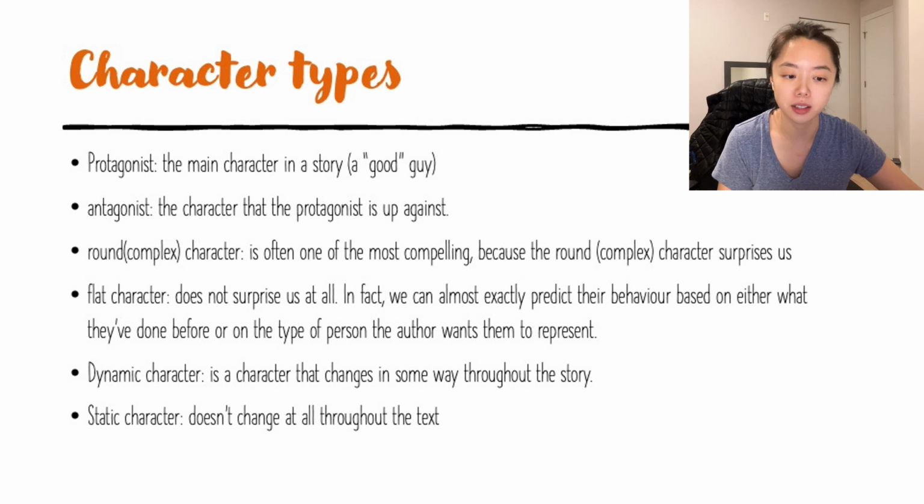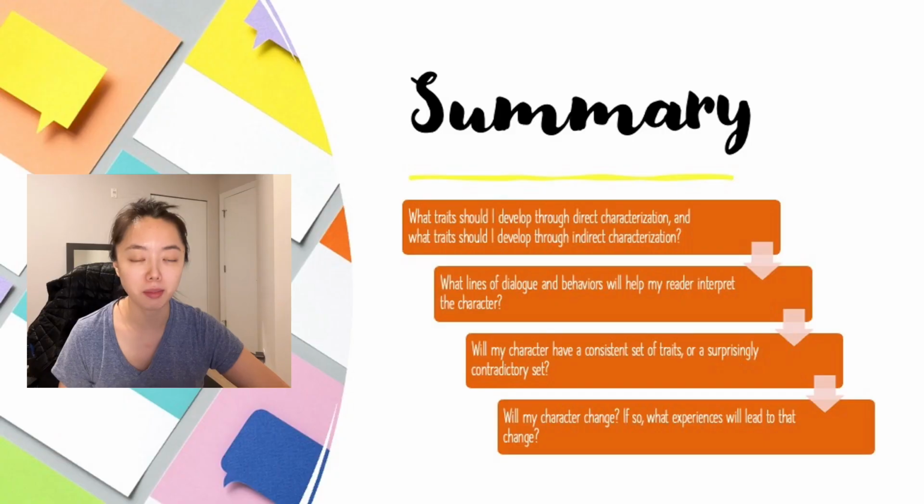A static character, on the other hand, doesn't change at all through the text. They start one way and end in the same way. That doesn't mean they're also flat characters though, because a static character may not change, but they can still surprise us by showing multiple or seemingly contradictory aspects of their personality.